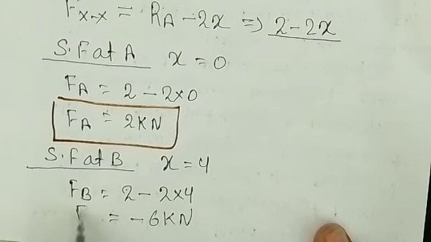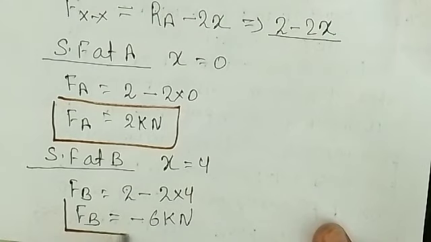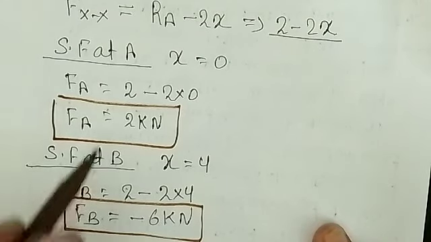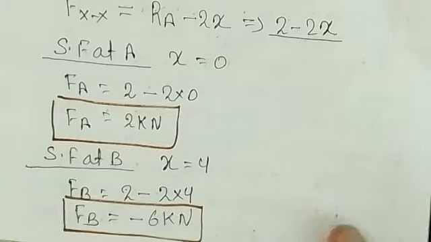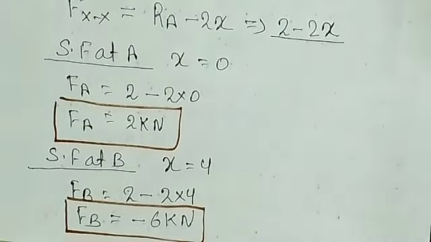So you can observe one more thing now, that shear force changes its sign between A to B from positive to negative. That means between A to B there will be one point where the bending moment will become maximum. Why? Because dM by dx is equal to F. That derivation we already derived. So here you need to find where the shear force becomes 0.